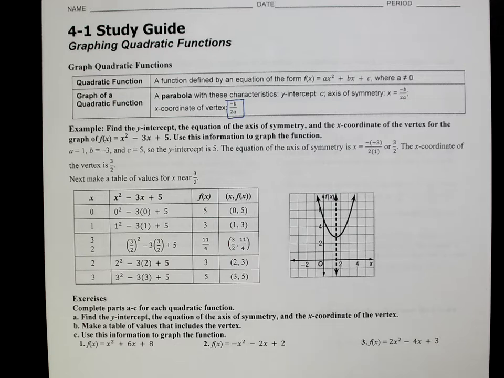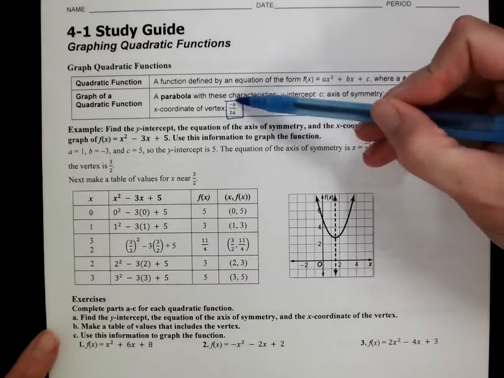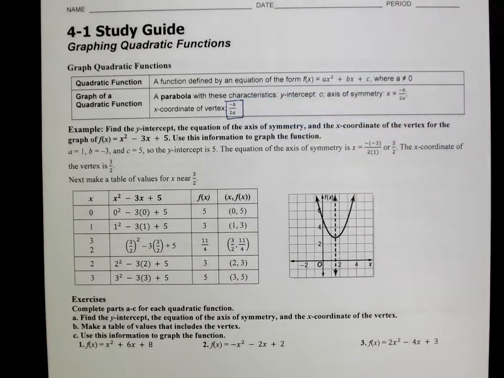All right, 4.1 is looking at graphing quadratic functions. We've actually already done this. All of the functions here are set up in standard form, which means you're going to need to do negative b over 2a to find the x value of your vertex and then plug it in to find the y value. Now, I am going to give you a small option.